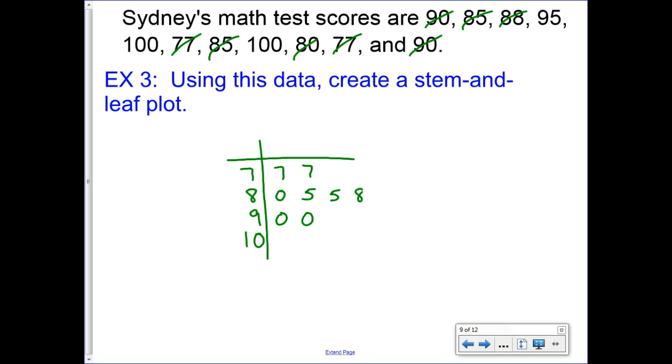And then I have a 95. And then I have 2 100s. So I have 100 and 100. You also want to include a key so that you know what this is in reference to. So in this key, I would say 7 bar 7 is equal to 77. And that's your stem and leaf.